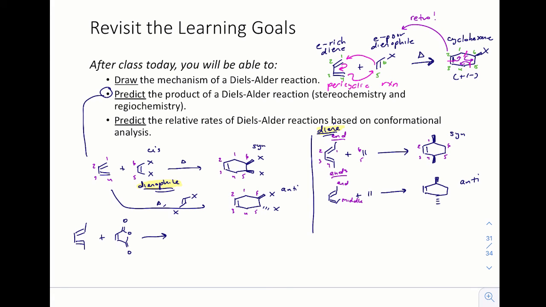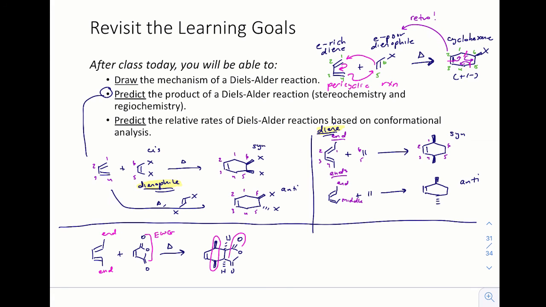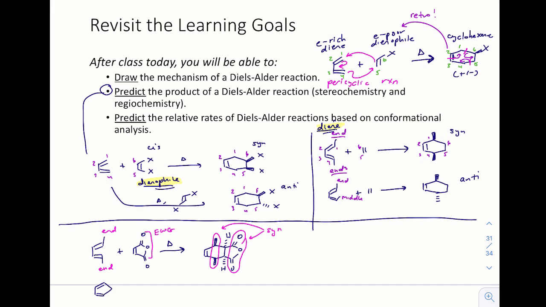We applied the endo rule, which describes the observation that the substituents on the ends of the diene are syn to the electron withdrawing groups on the dienophile in the cyclohexene product. And groups in the middle will be anti to the electron withdrawing groups from the dienophile in the cyclohexene product. And the middle group will be anti because the end groups are still syn. So we can see the hydrogens are actually on the ends of this diene, and the hydrogens are what is syn to the electron withdrawing group.